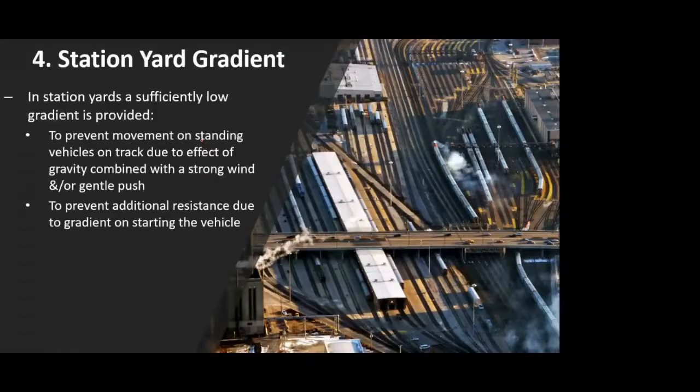Then the station yard gradient is mainly provided for drainage purposes. It should be sufficient to drain off the water, but it should be mild enough to prevent the movement of standing vehicles and to prevent the additional resistance due to gradient.